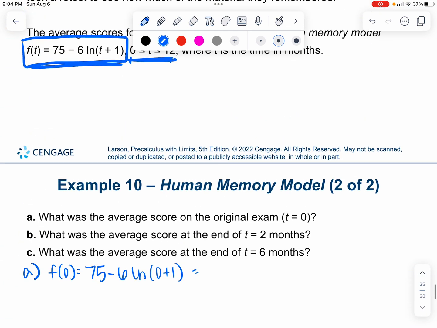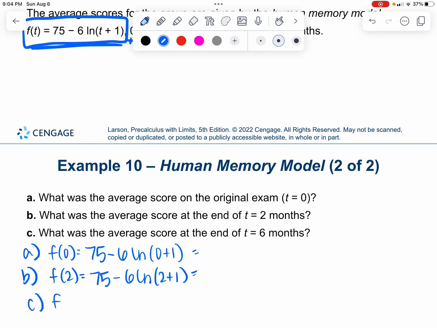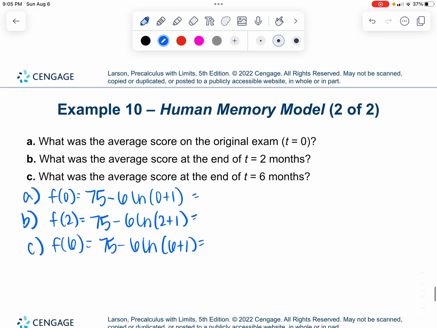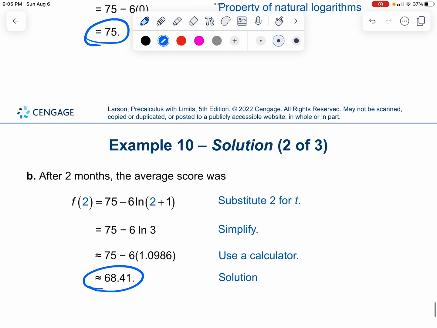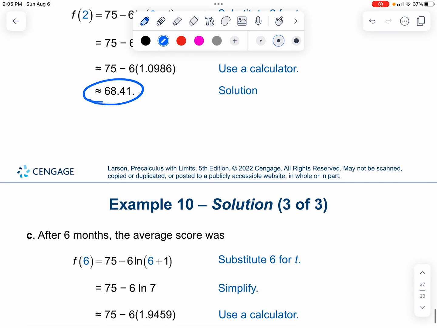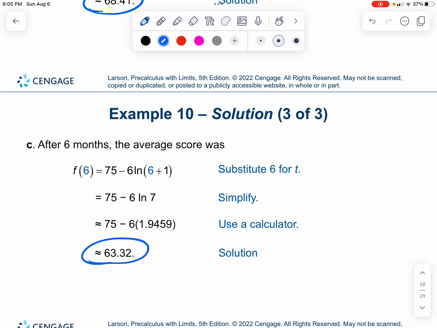Then we'll plug in 2 and we'll plug in 6. So for part B, we would get f of 2 equals 75 minus 6 ln of 2 plus 1. And then C, we get f of 6 equals 75 minus 6 ln of 6 plus 1. And type all those in and see what you get. What's the average score after 2 months? It has decreased from 75 to 68, so people have forgotten some things. And then after 6 months, we're down to an average score of 63. Again, people are forgetting some things.